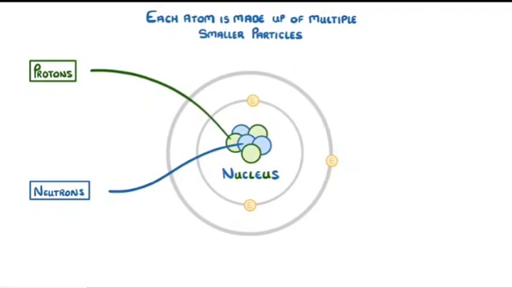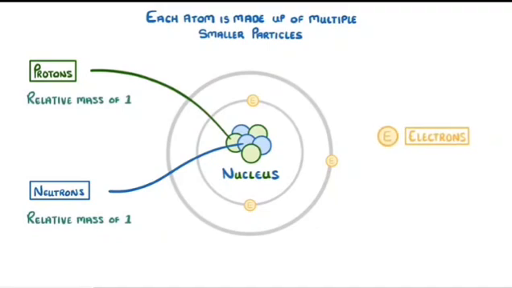The protons and the neutrons have the same mass, so we say that they both have a relative mass of 1. Electrons, meanwhile, are comparatively tiny and have a mass 2,000 times smaller, which is often written as just very small, or sometimes even 0. Charge is a bit different though.